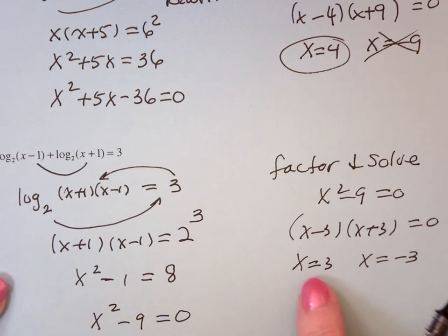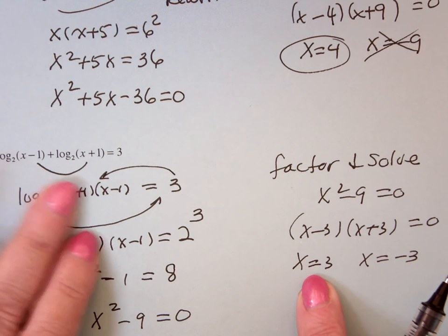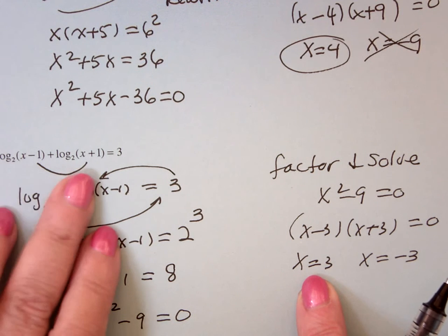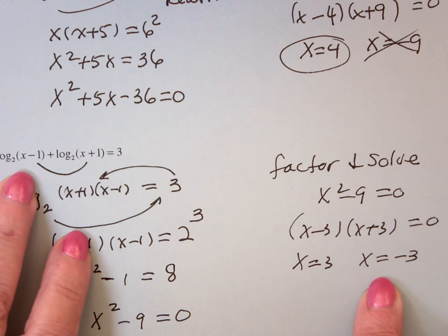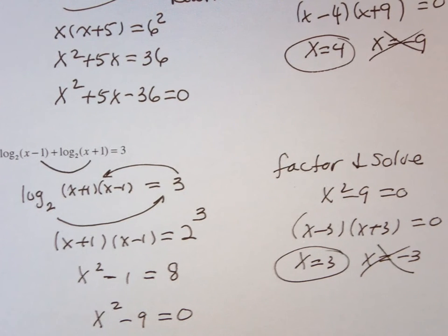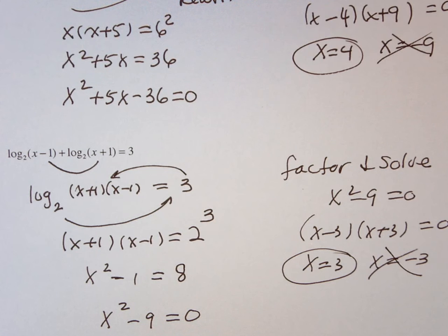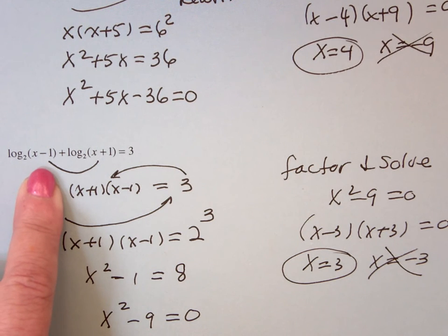And I go back up and check. If I put 3 in, 3 plus 1 positive, 3 minus 1 positive, no problem. Minus 3: minus 3 minus 1, negative number, that won't work. So negatives never work? Negatives can work. But what you want to be able to do is if you put that negative number in, you end up with a positive quantity.